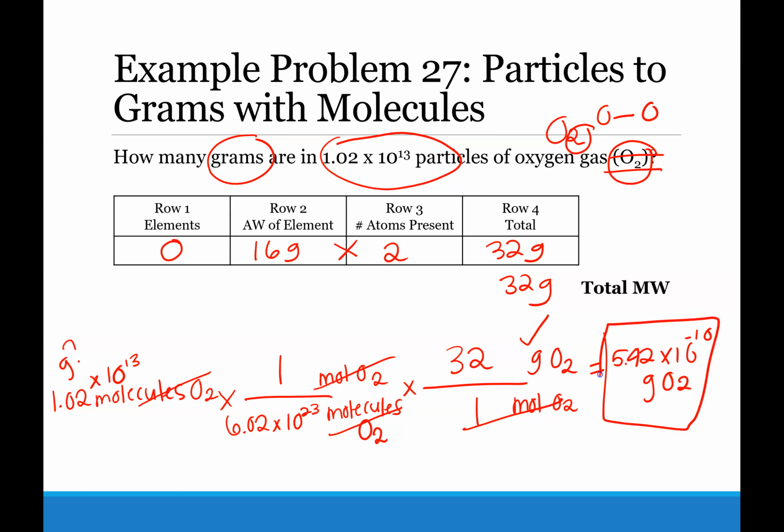So this is the last example problem for basic chemistry. Let me know if you have any questions about example problem 27 or any gas law chemistry just in general as you're working the gas laws chapter.